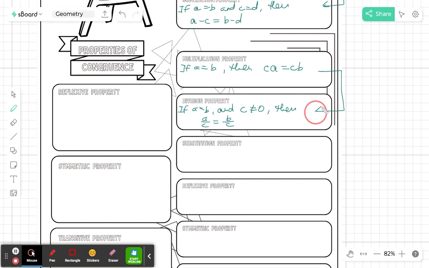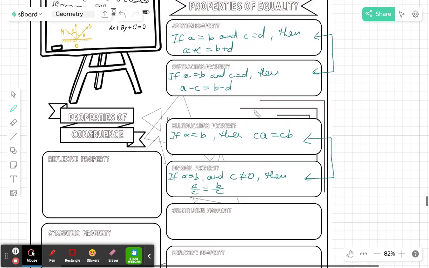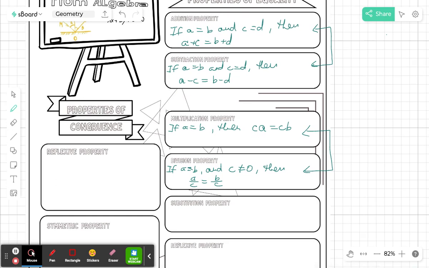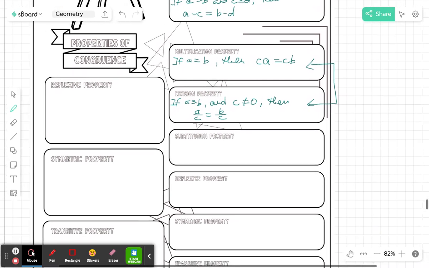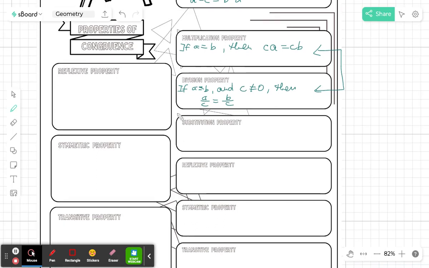And just like with addition and subtraction, those are very similar properties. You can say that division is multiplication property, you're multiplying by 1 over C, but there is a big difference here because in this case, you have to specify that C does not equal 0. In subtraction, we didn't have to make any other requirements. We just subtracted, but for division, we have to make sure that the denominator does not equal 0.